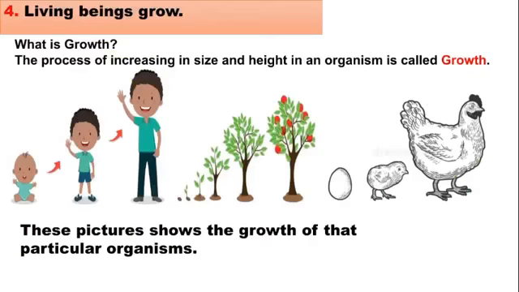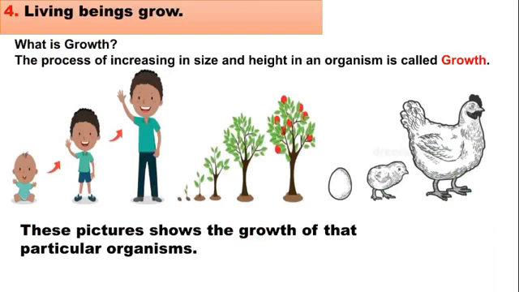So next point is living beings grow. What is growth, children? Yes, the process of increasing in size and height in an organism is called growth. In the first picture, you can see human beings: first baby, kid and adult, isn't it? And in the case of plants also, gradually the plant will grow. And animals: egg, chicken and hen. So this picture shows the growth of that particular organism. So this is: living beings grow.